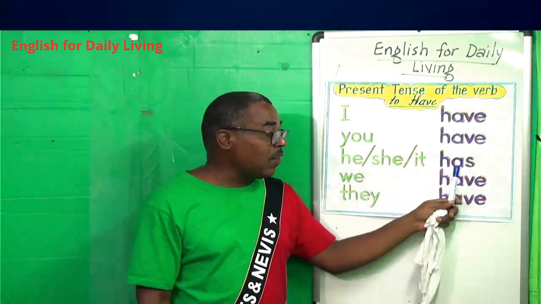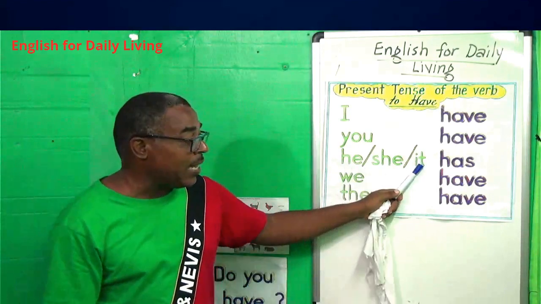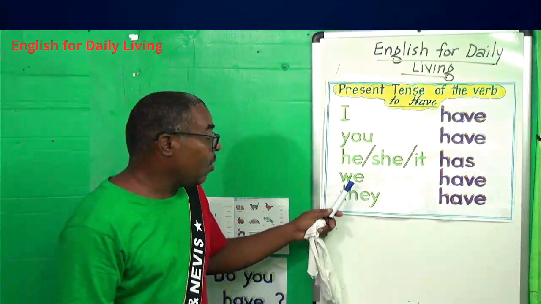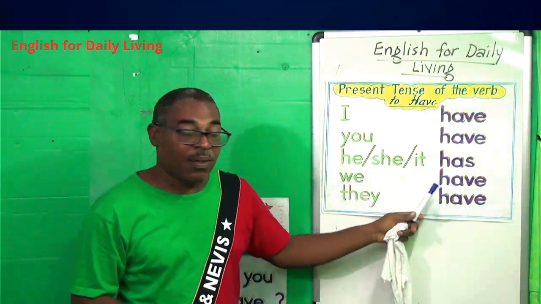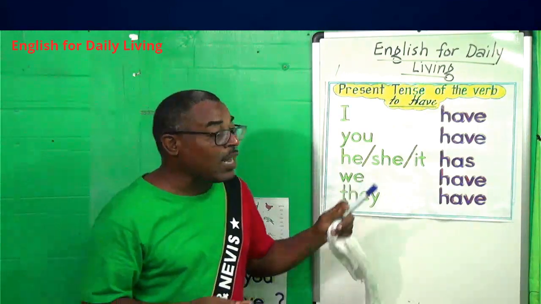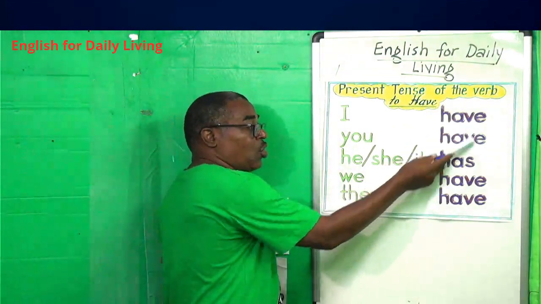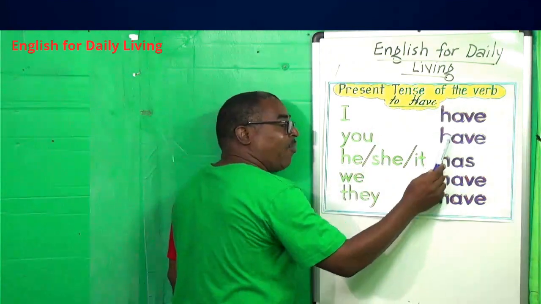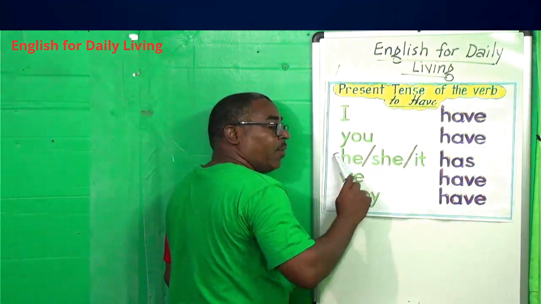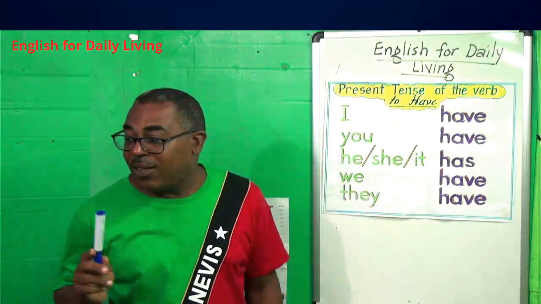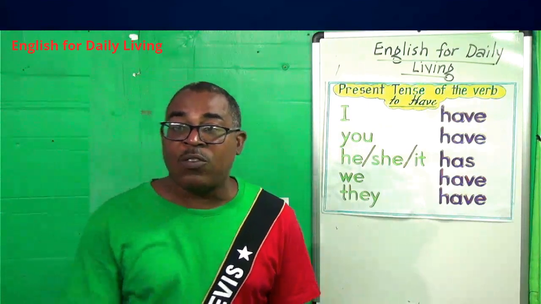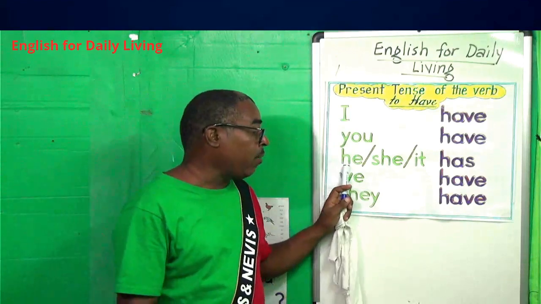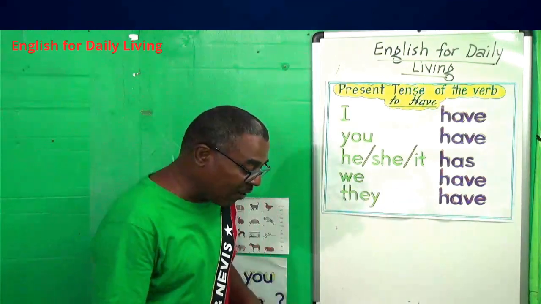Now look at this change here. When it comes to he, she, and it: he has, or she has, or it has. Then we have, then they have. So clearly we can see the change: all the subject pronouns take have, except for he, she, and it. Remember that. All the subject pronouns use the infinitive form in the present tense, except for he, she, and it.